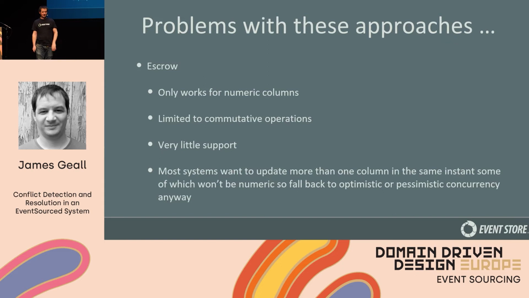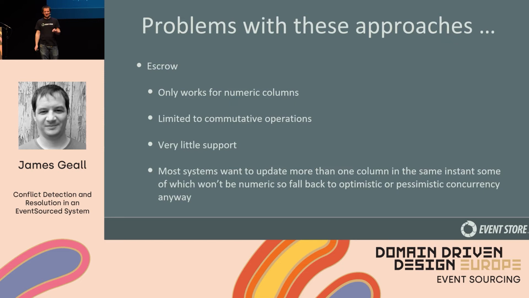Escrow. So escrow sounded like it was going to fix the world, right? Unfortunately, it only works with numeric columns. Who only has numeric data in their database? Yeah, not many hands at all, like none. It's limited to commutative operations. Who only does commutative operations on their data? No. I think Oracle dropped support for it. Pretty sure they dropped support for it, which means you've only got one database on one platform which supports it. So why am I even talking about it? Right?